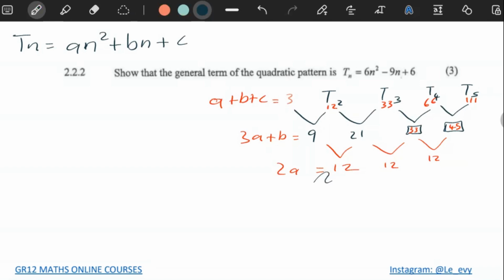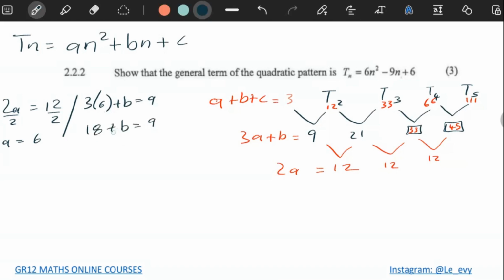So in a situation like this, starting from the bottom, 2a is equal to 12. Divide by 2, and a is 6. Second row here, 3a. A is already 6, so you can replace the a with the 6, plus b here equal to 9. 3 times 6 is 18. And then 9 minus 18, that's negative 9.